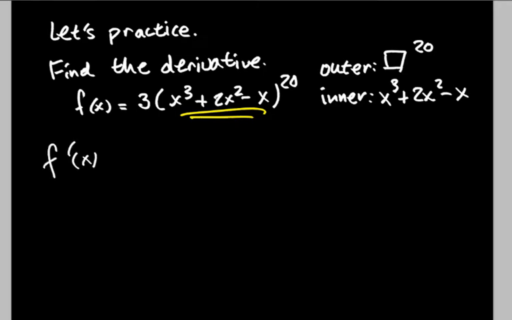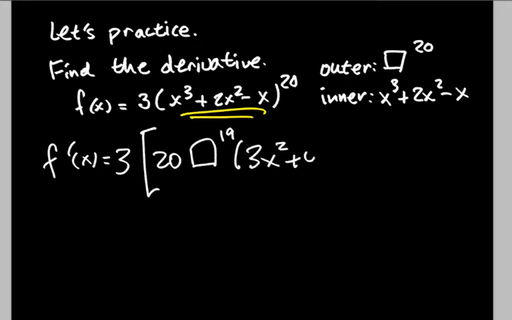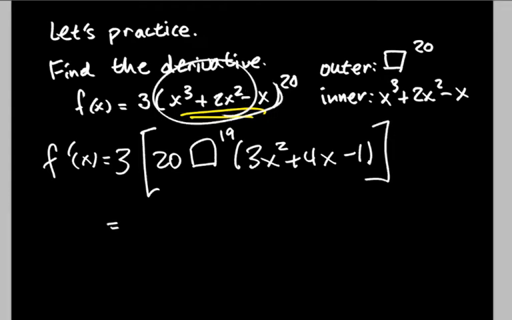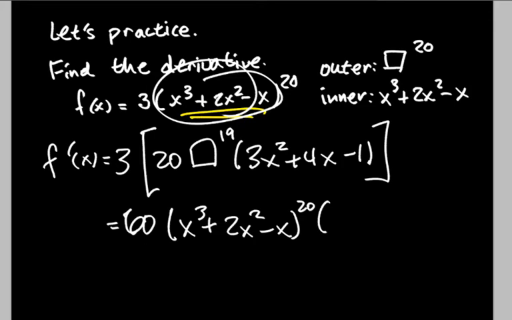So if we did the derivative of the outer function times the derivative of the inner function, well, first of all, this 3 is just out there, just chilling there, leave it there. The derivative of the outside is going to be 20 times whatever that is to the power of 19, right? And then the derivative of the inside is going to be 3x squared plus 4x minus 1. Well, what is that box? The box is just this. So I'm just going to multiply the 3 by 20 to get 60, times x cubed plus 2x squared minus x, all to the power of 19, times 3x squared plus 4x minus 1.